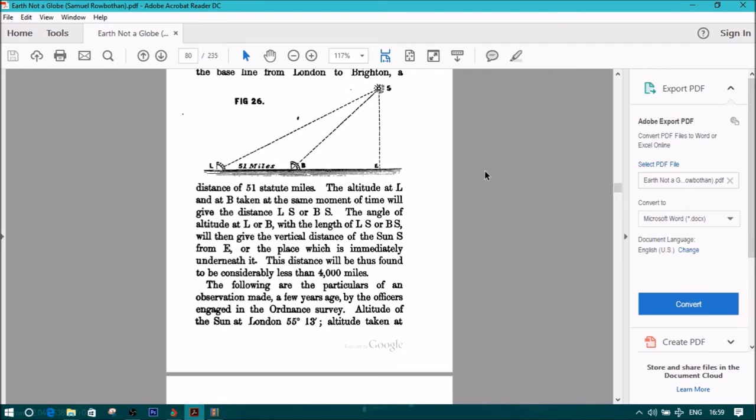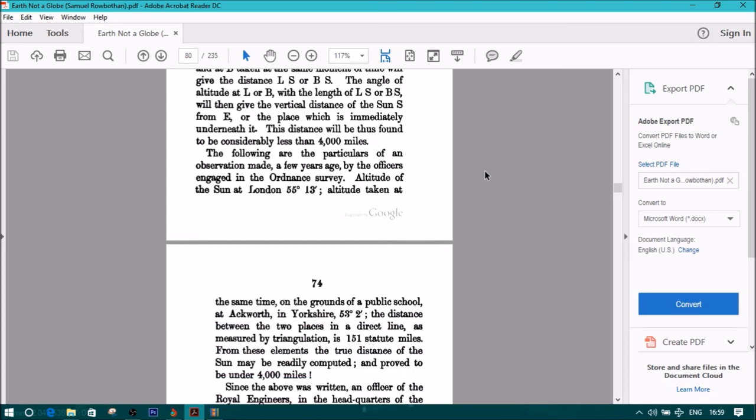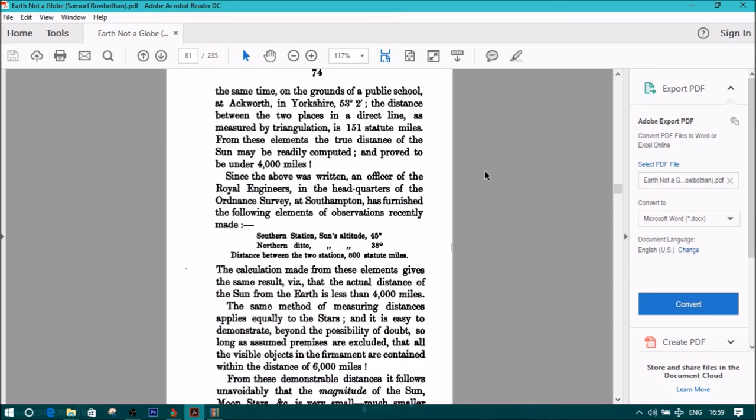The following are the particulars of an observation made a few years ago by the officers engaged in the Ordnance Survey. Altitude of the Sun at London, 55 degrees, 13 minutes, altitude taken at the same time on the grounds of a public school at Ackworth in Yorkshire, 53 degrees, 2 minutes, and the distance between the two places in a direct line, as measured by triangulation, is 151 statute miles. From these elements, the true distance of the Sun may be readily computed and proved to be under 4,000 miles.